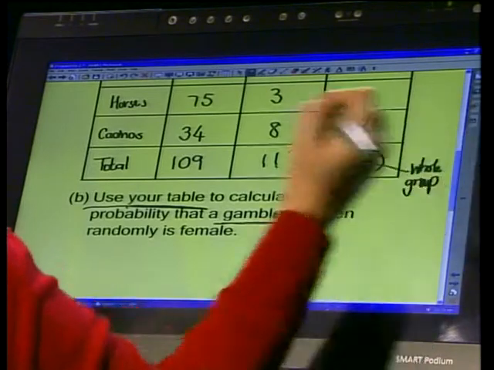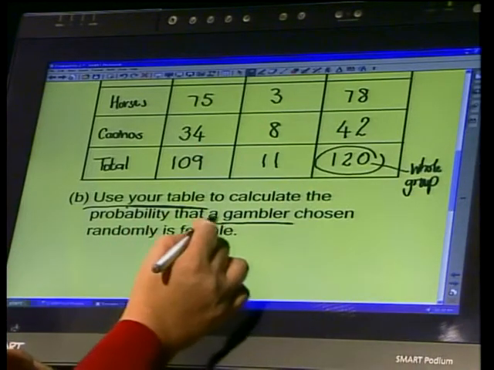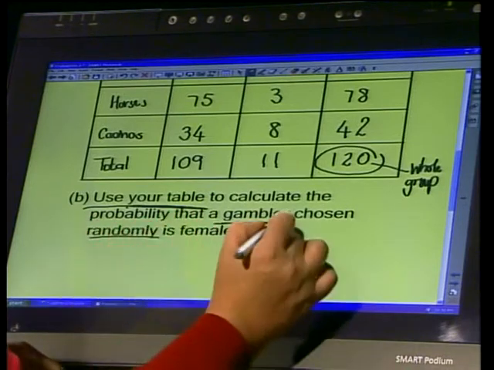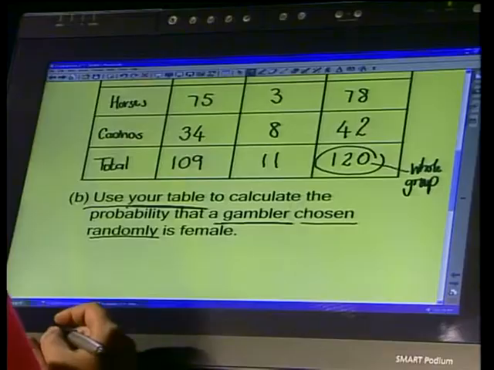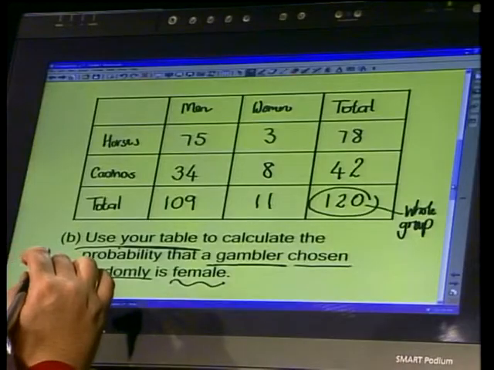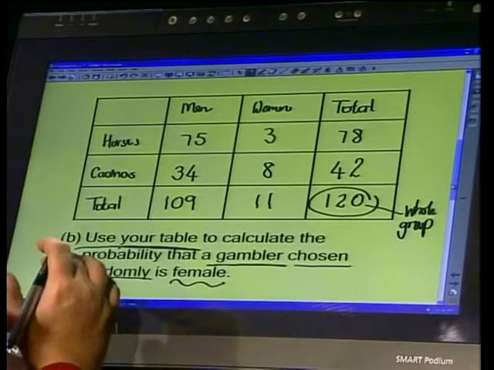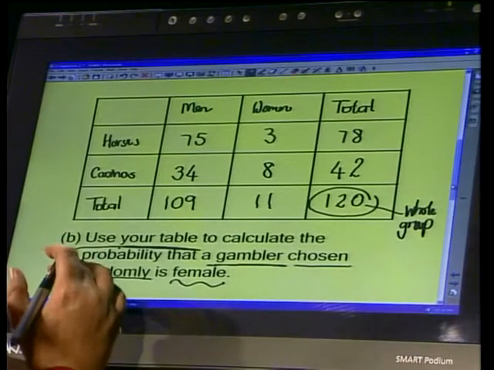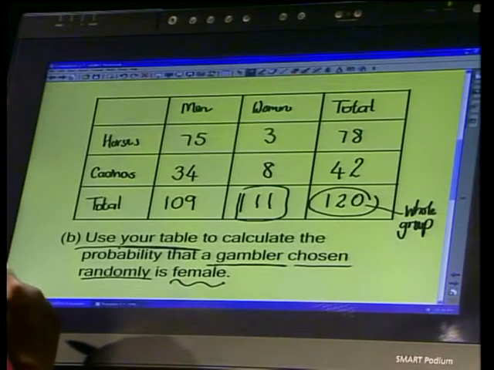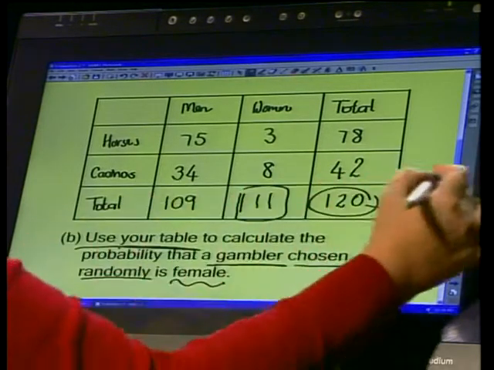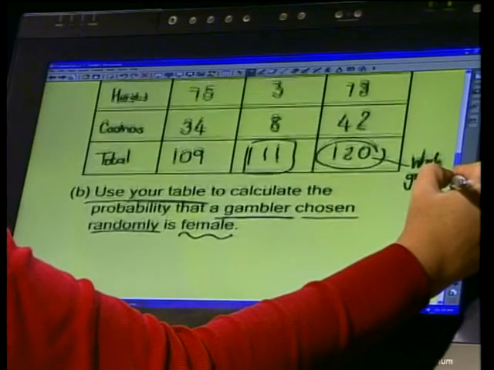The whole rally. What are the chances that a gambler chosen randomly, they always say chosen randomly because if they were in a crowd and you just picked one out, what are the chances that they would be female? So now I need to look at my table. Probability is always a fraction or a decimal, so we need to have this as a fraction. How many of these gamblers at this rally were female? Well, I remember that there were 11 women at the rally out of the whole group, which is 120 people.